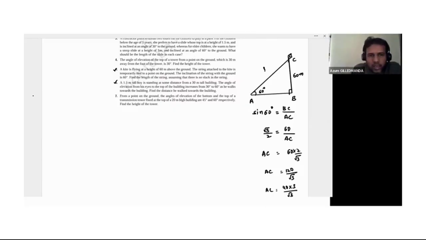So let's say here is the boy, okay? He is standing at a certain distance from a tall building, okay? So let's say this is the tall building. AB is the height of the boy, which is 1.5 meters. And let's say CD is the height of the building, which is 30 meters. Okay. So one boy is standing here and here there is a building, right?